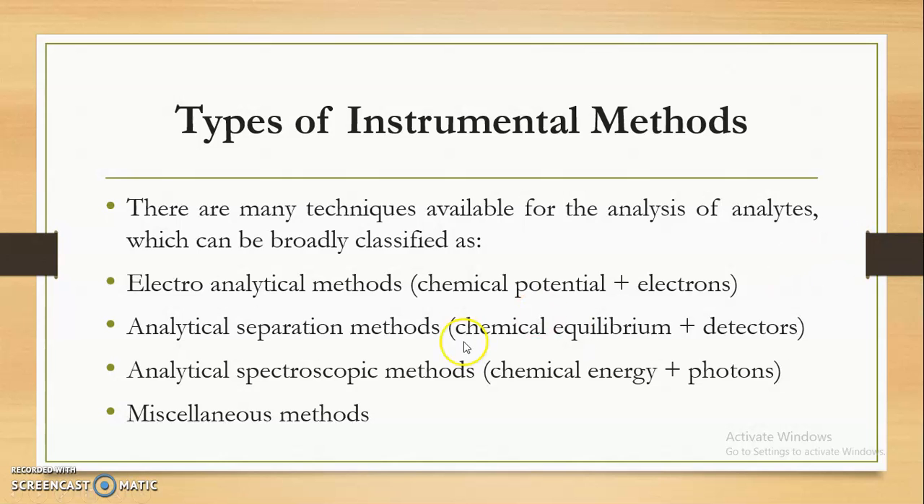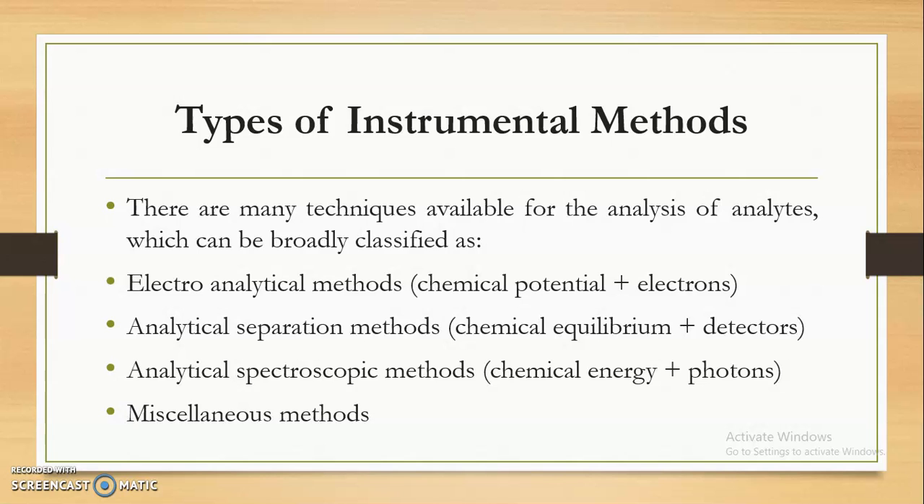Then one of the most important types of instrumental method is the analytical spectroscopic method, which is based upon the chemical energy of the molecules as well as the photons. Photons means the energy that is emitted or absorbed by that particular substance either in the ground state or the excited state. So various spectroscopic methods are useful in the determination of structure.